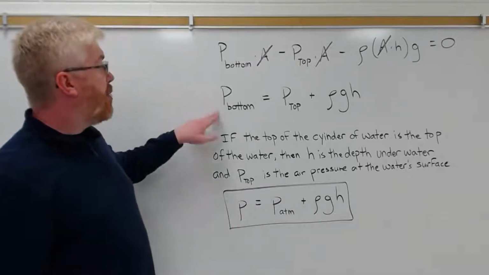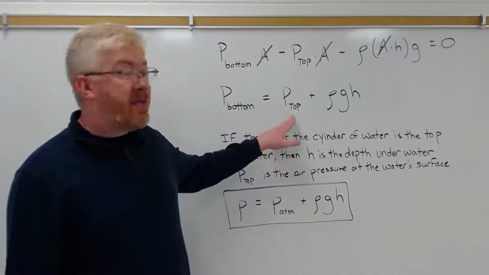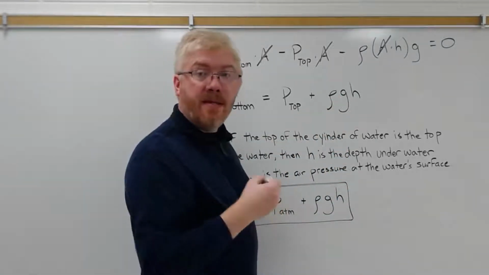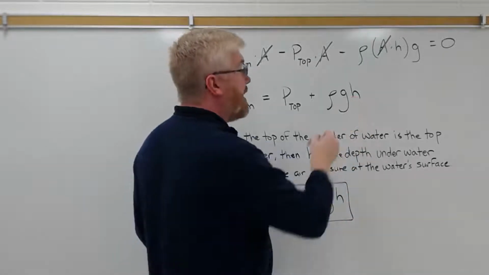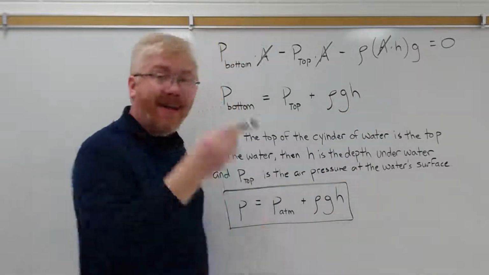And I end up with the pressure at the bottom of the cylinder is equal to whatever the pressure is at the top of the cylinder plus the density of the fluid that the cylinder is sitting in, g, the acceleration due to gravity, and h, the height of that cylinder.